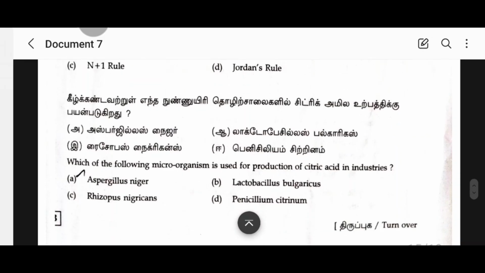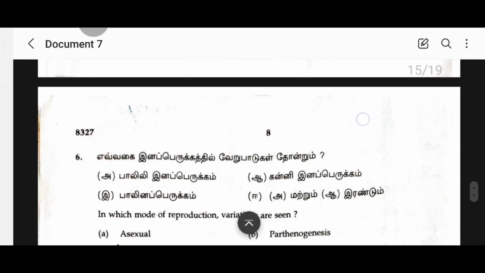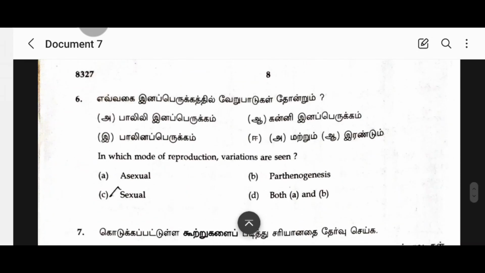And then question number 5. It's taken from chapter 8, Microbes in Human Welfare. It is one of the easy book back questions. Which of the following microorganisms is used for production of citric acid in industries? Aspergillus niger.